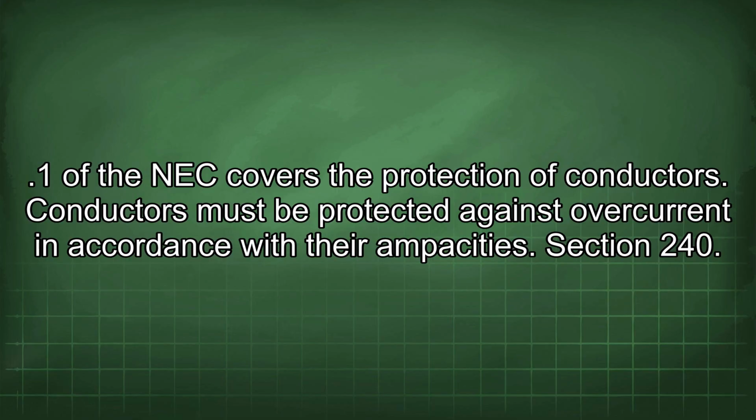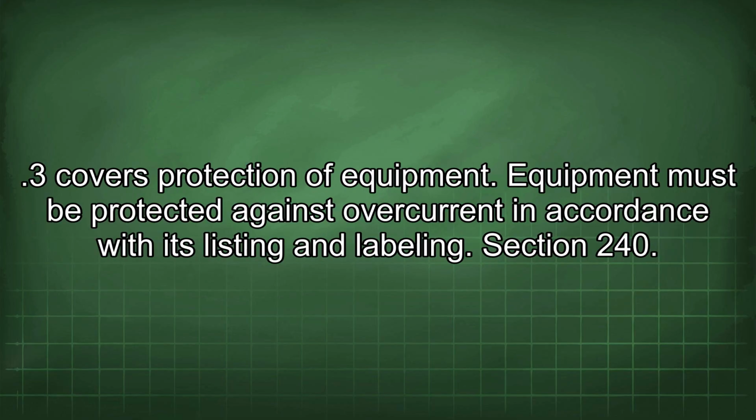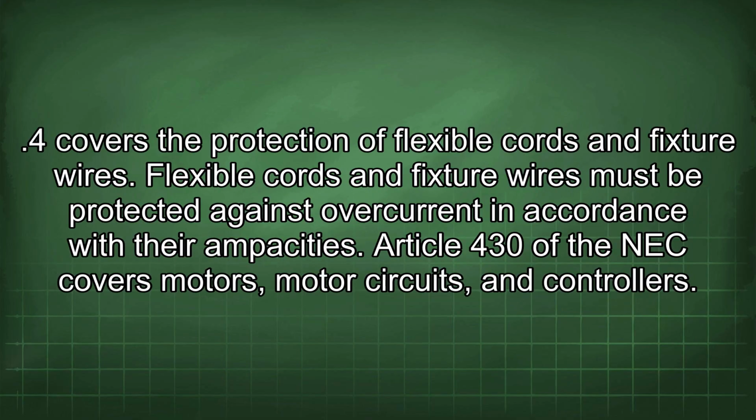Section 240.3 covers protection of equipment. Equipment must be protected against overcurrent in accordance with its listing and labeling. Section 240.4 covers the protection of flexible cords and fixture wires. Flexible cords and fixture wires must be protected against overcurrent in accordance with their ampacities.